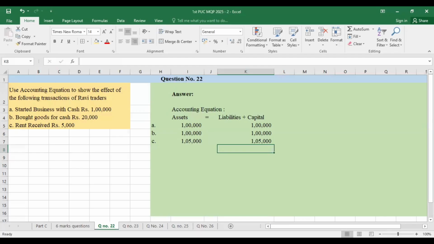In the liabilities and capital side, 5,000 has been added. When the cash has been received through some rental income, it increases the equity side of the accounting equation, which is additional revenue generated from the rent received account. So in the liabilities plus capital side of the equation, 5,000 has been increased. So now you can see the accounting equation is balanced. That is, assets is equal to liabilities plus capital. So this is how you have to answer question number 22. Hope you are all clear with this.